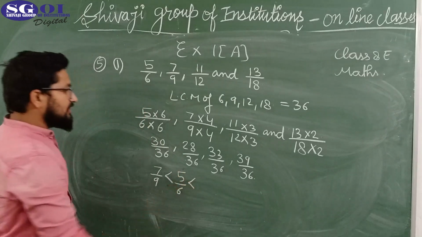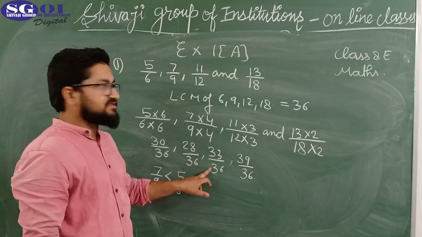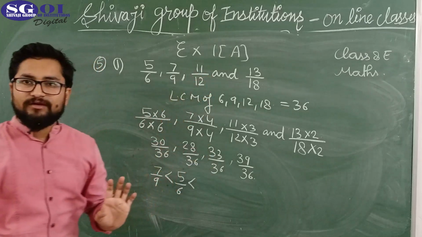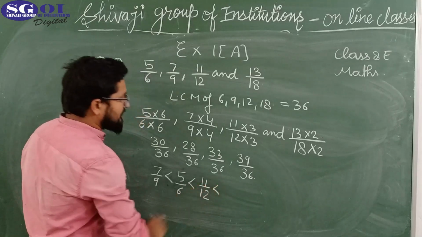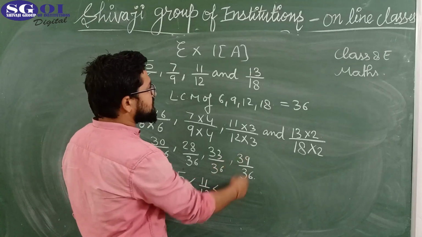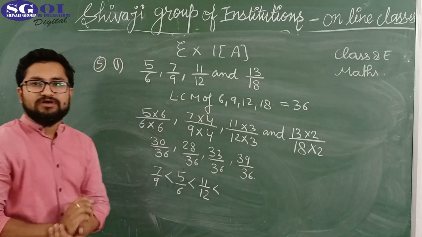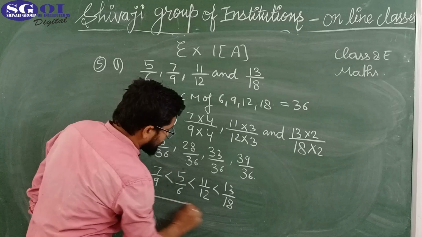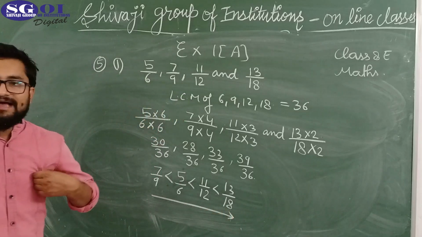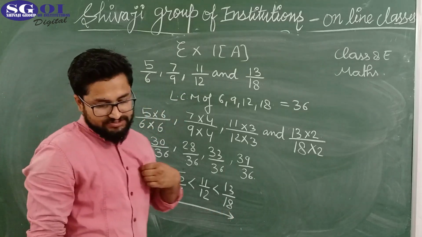Then less than sign. Next one will be our 33 upon 36 which is corresponding of 11 upon 12. Writing 11 upon 12 here, and ultimately last में कौन सबसे बड़ा है 39 upon 36 which is corresponding to 13 upon 18. Okay, so this will be the correct order of the ascending of these given rational numbers.